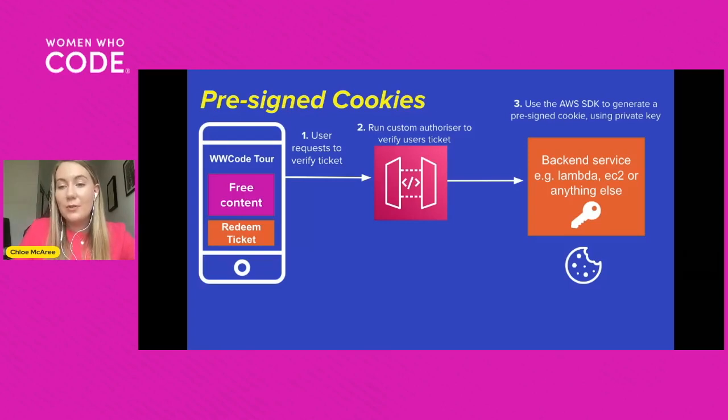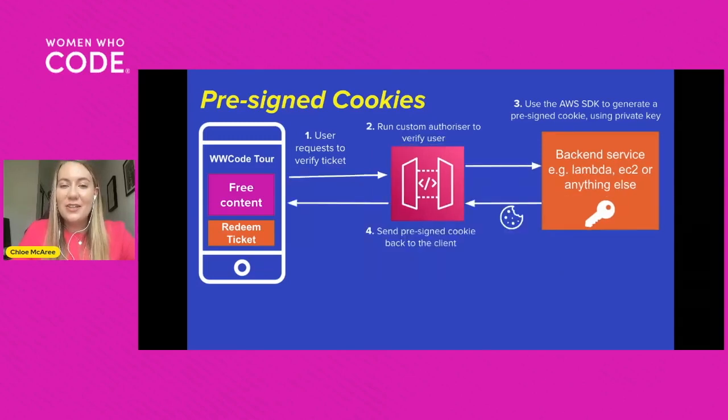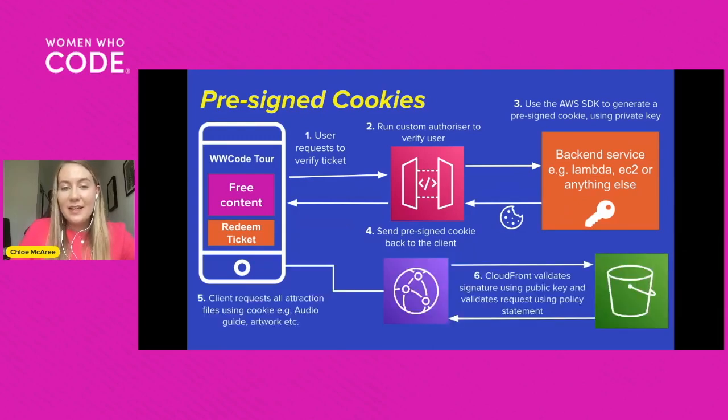The details of how this process works will be explained in a few slides' time, so don't worry. Once a pre-signed cookie is generated, it is sent back to the client. The client can then use this cookie to download all resources related to this attraction. These resources may include artwork, maybe audio files for the attraction's audio guide, and various videos.